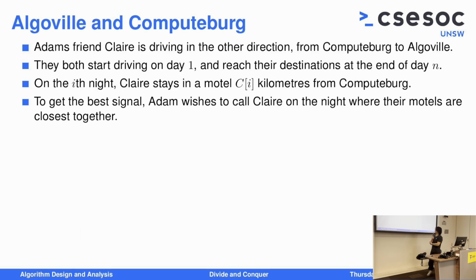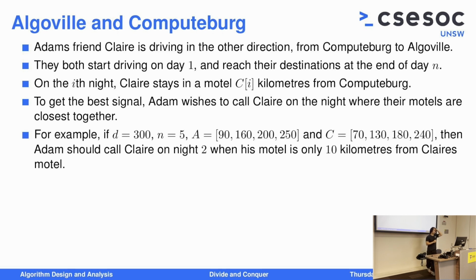So a bit of an extension onto this question. Adam's friend Claire is driving in the other direction from Computer to Albertville. So let's say Adam was driving this way, we now have Claire driving this way as well. They both start driving on day 1 and reach their destinations at the end of day n. On the ith night, Claire stays in a motel C_i kilometers from Computer. To get the best signal, Adam wishes to call Claire on the night where their motels are closest together.